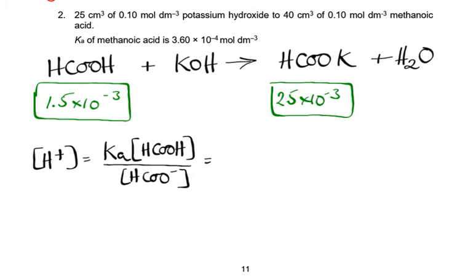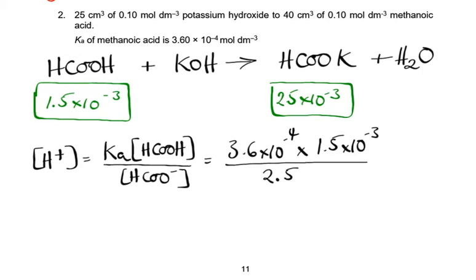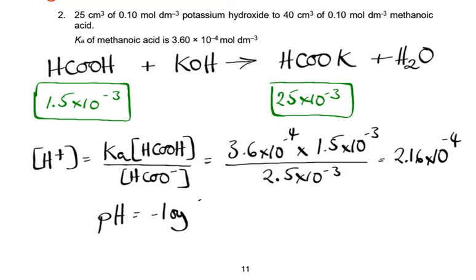So Ka of methanoic acid, 3.6 times 10 to the minus 4, and I'll multiply that by the moles of the acid, which is 1.5 times 10 to the minus 3, over the moles of the salt, 2.5 times 10 to the minus 3, and that should give us 2.16 times 10 to the minus 4, and so pH is minus log of the hydrogen ion concentration, and I'm getting 3.6.